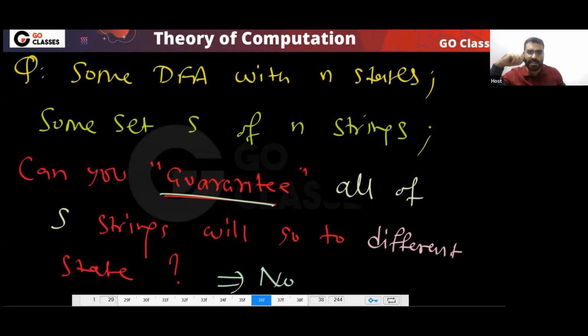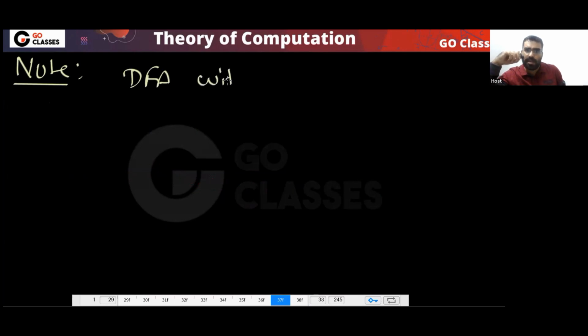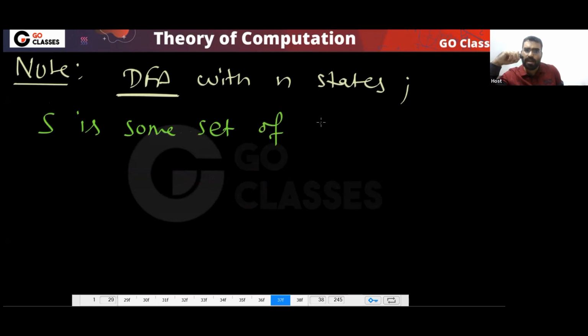So if I have n state DFA and you give me n, basically this is the point. You can notice if you have a DFA with n states, and let's assume I don't have any information of the DFA, and let's assume S is some set of less than equal to n strings. Then what you can guarantee? Then tell me what will happen. S is some set of less than equal to n strings.